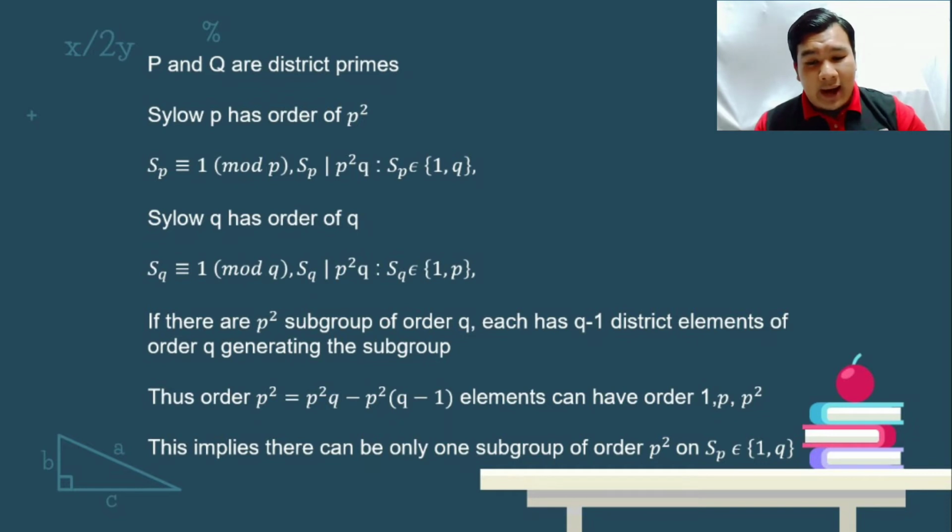So now if there are p squared subgroups of order q, each has q minus 1 distinct elements of order q generating the subgroup. So thus the order p squared is equal to p squared q minus p squared multiplied by (q minus 1), and these elements can have order 1, p and p squared. So this implies that there can be only one subgroup of order p squared, so s_p has the possibilities of 1 or q in number of Sylow p subgroups. So I think that's all. Thank you. Moving on to our next task.